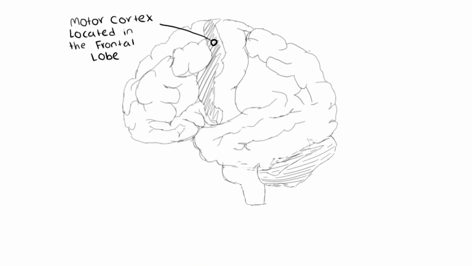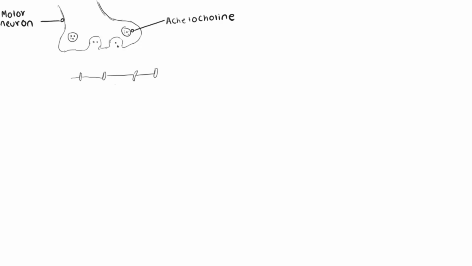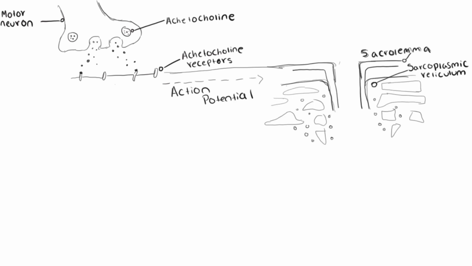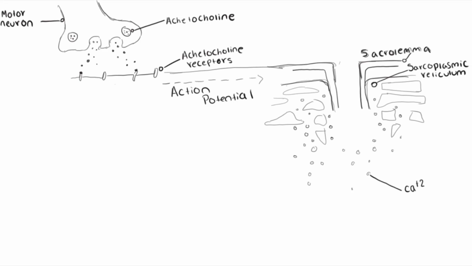Well, first of all, it starts in the brain, specifically in the motor cortex. And in the motor cortex, there are motor neurons that release neurotransmitters called acetylcholine. When acetylcholine binds onto acetylcholine receptors, it causes an action potential, which is just a sequence of changes that allow a rush of calcium. The calcium seeps into the myofibrils, and in the sarcomeres, changes happen.